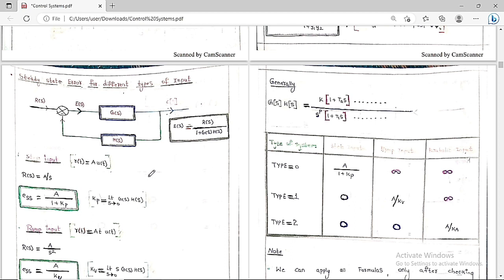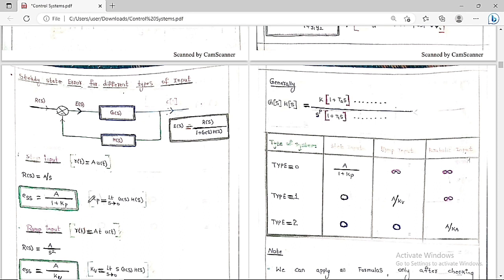Steady state error is equal to limit s tends to 0, s into E of s. You know E of s is equal to R of s by 1 plus G of s H of s. So s cancels, and we finally get A by 1 plus G of s H of s. If you take the limit downward, we get A by 1 plus limit s tends to 0, G of s H of s. I am going to assume this value is equal to Kp. So finally the steady state error is equal to A by 1 plus Kp.